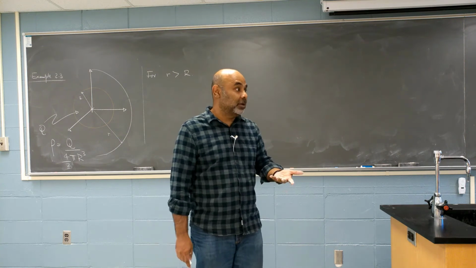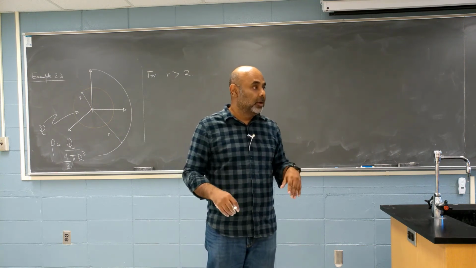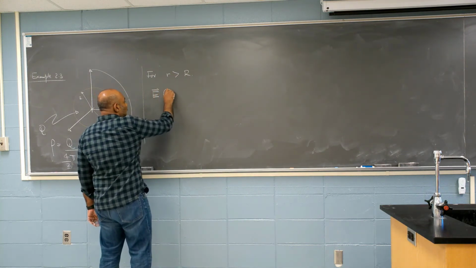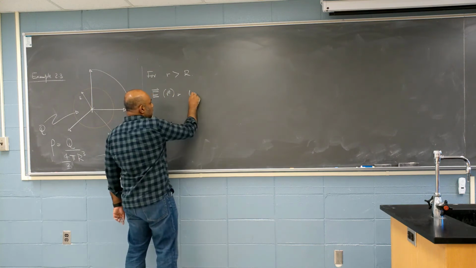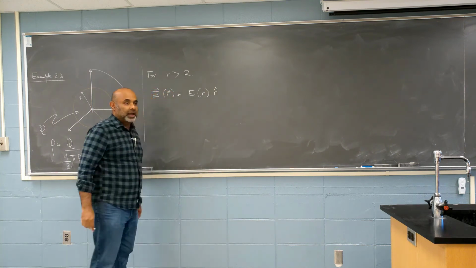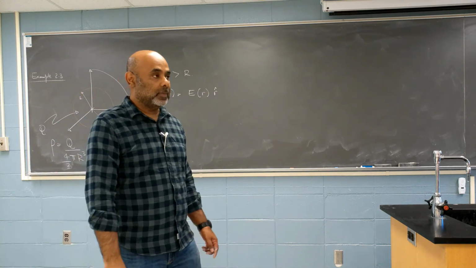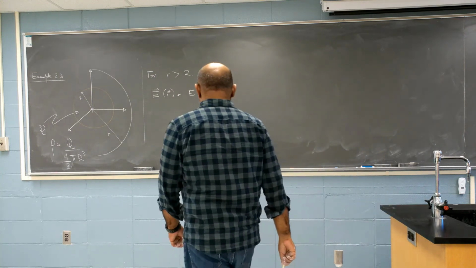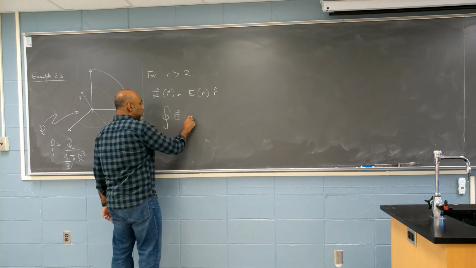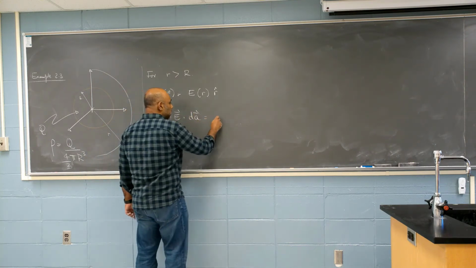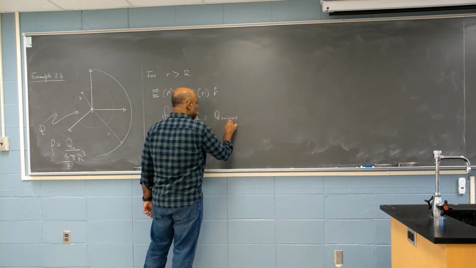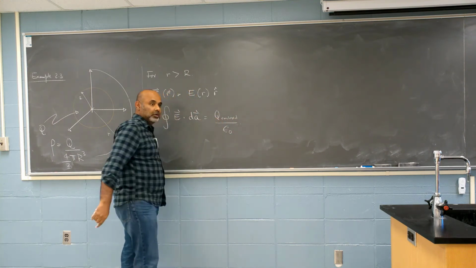We just did Q over epsilon naught is the flux, so it's pointing outward. Fine. But the point is, E of r is nothing more than some E, which is only a function of r, and it points in the r hat direction. So then we have E dot dA equals Q enclosed over epsilon naught for Gauss's law.